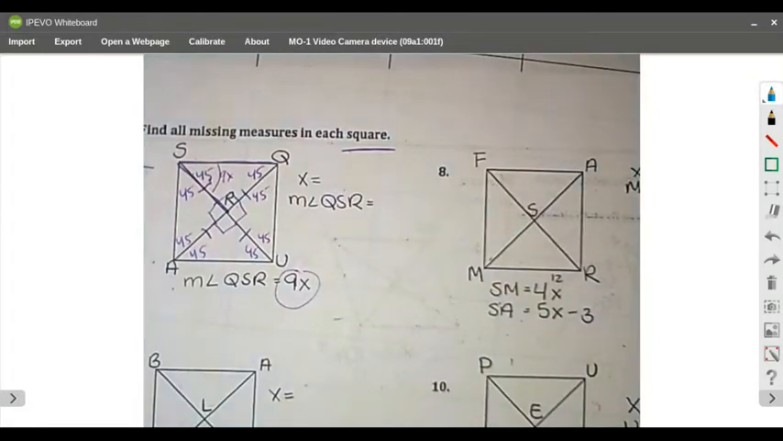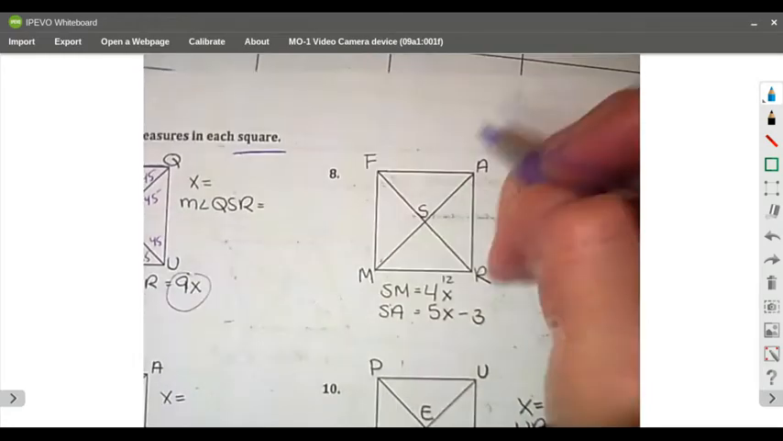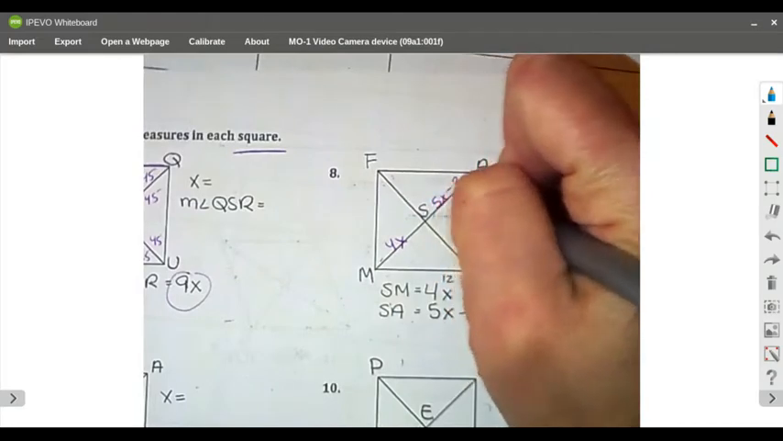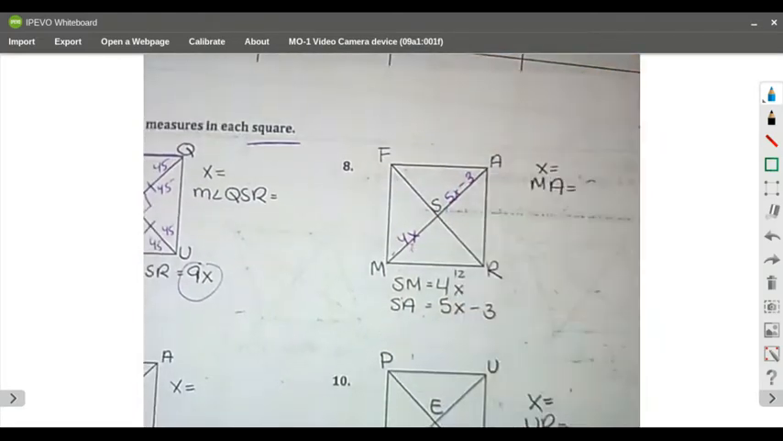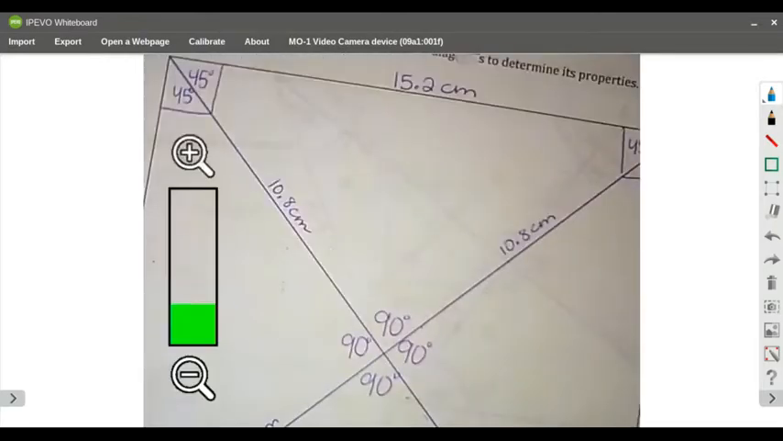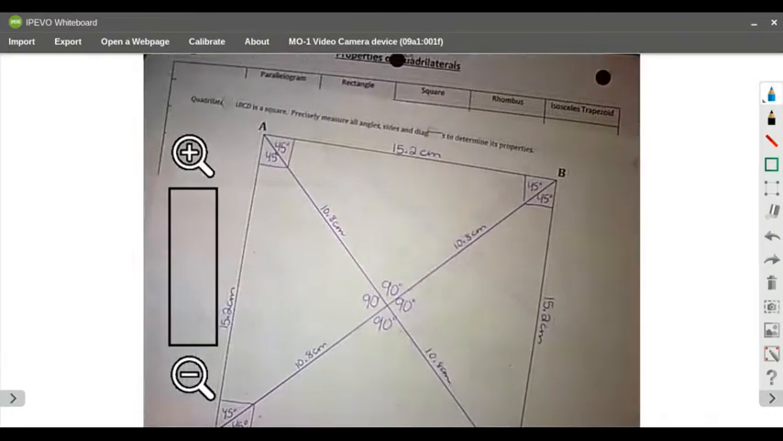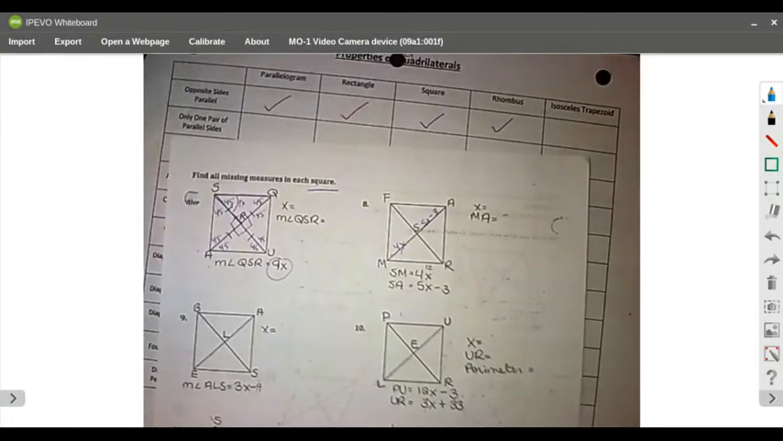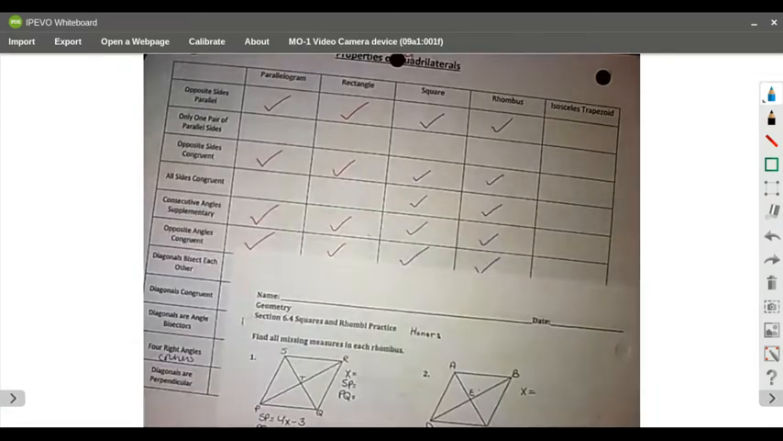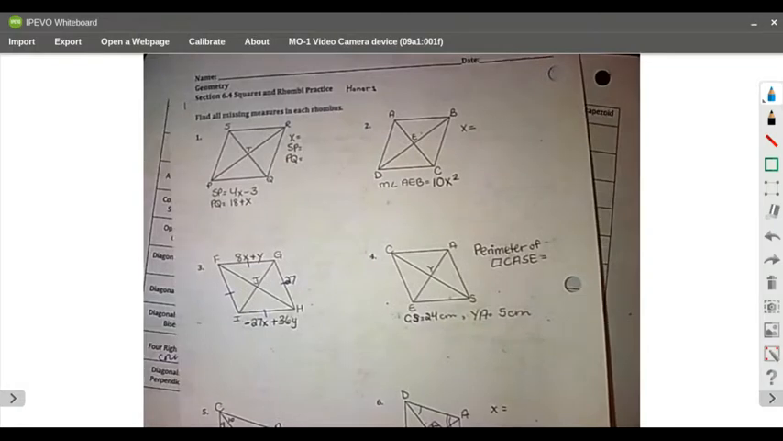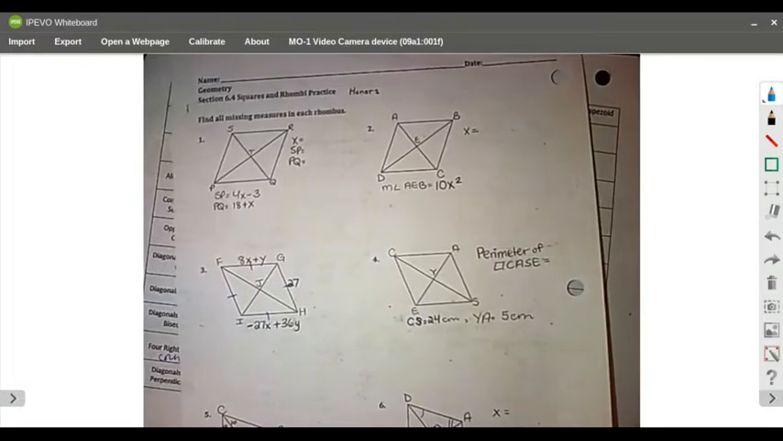Same thing for all of these, really. Just label the picture. Make sure you're labeling the picture. So like number 8, SM is 4x, SA is 5x minus 3. Well, what do we know about these pieces? Well, they're equal. And if you forget what you know is true, use these to help you because everything's marked. Or use the chart to help you as well. And so that's really it. I mean, some of these can be kind of tricky just because the algebra on here is tricky, but it's good because you guys really need to practice with your algebra.